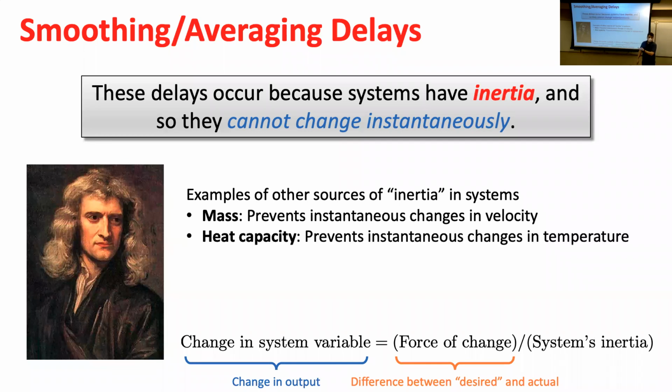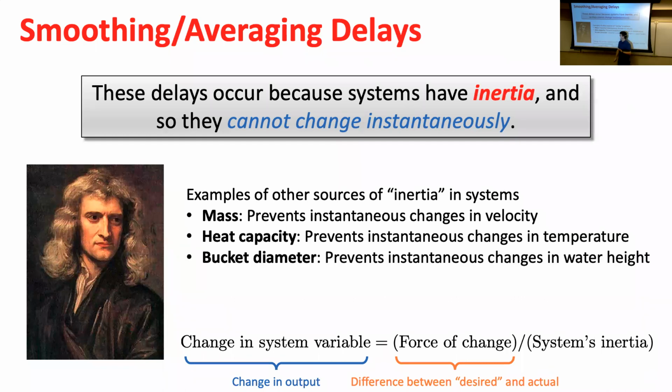Heat capacity. If you've heard this term, it represents how quickly something's temperature will change as you heat it up. You heat up a pot of water on the stove, and even though you turn the stove on, it doesn't immediately increase its temperature. We represent the relationship between the heat that you've added and the temperature over time with this thing called heat capacity, and it works exactly like mass.